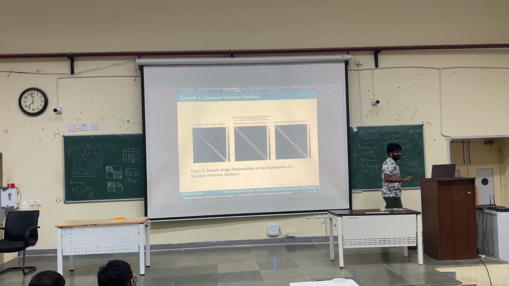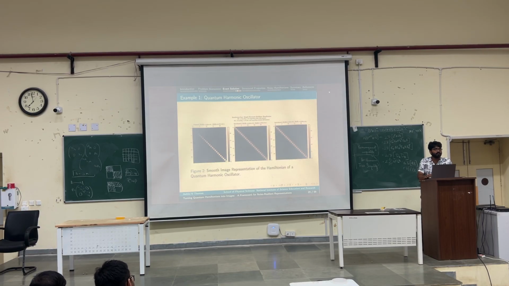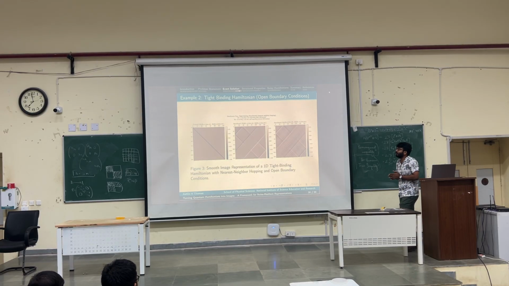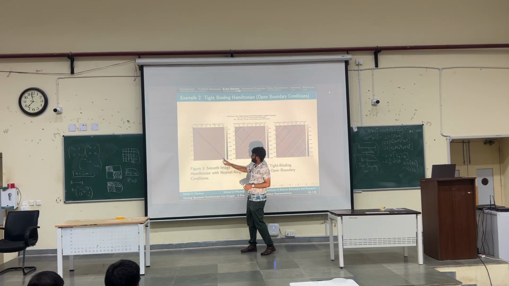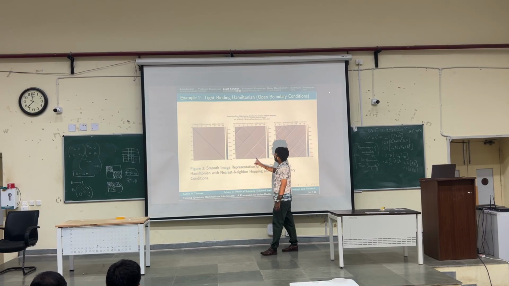Nothing. Let's look at something more interesting. Let's look at a tight binding Hamiltonian with open boundary conditions. Now we clearly do see structure in the image. This is the diagonalized tight binding Hamiltonian, so this is the image that you get.